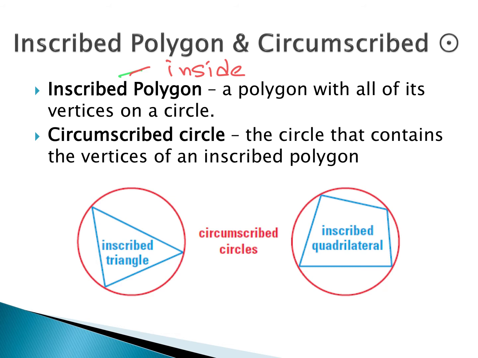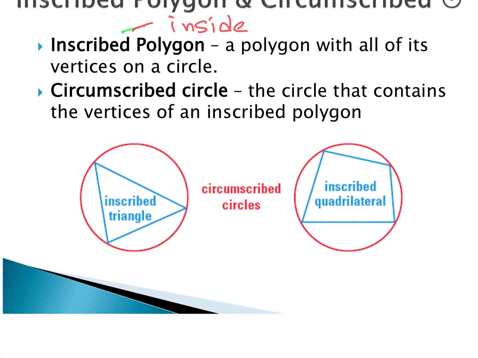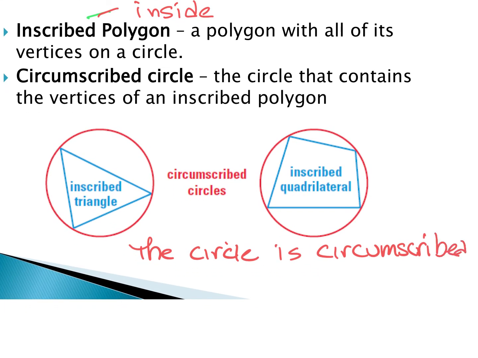So you can describe these two pictures either way. You can either say that the first picture is an inscribed triangle, or you could say it's an inscribed quadrilateral, or you could say the circle is circumscribed about the triangle. That would have been the first picture.